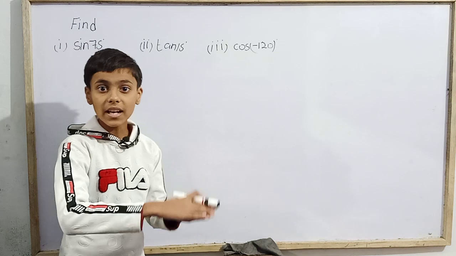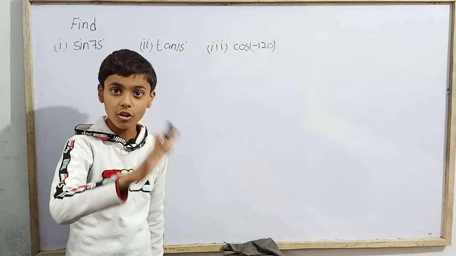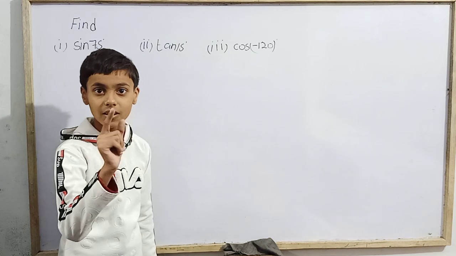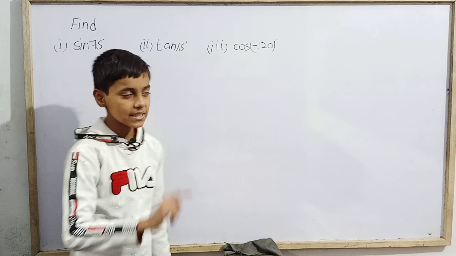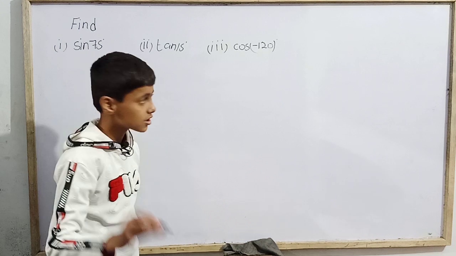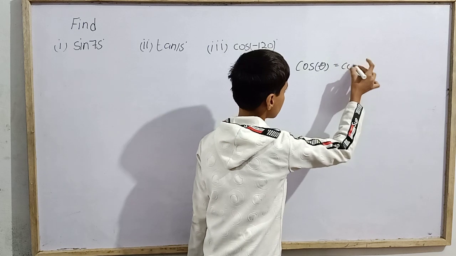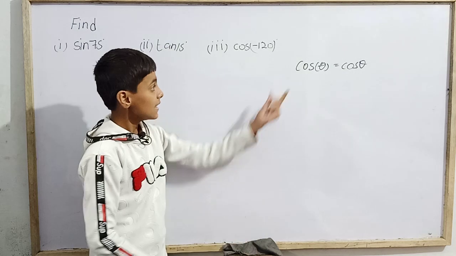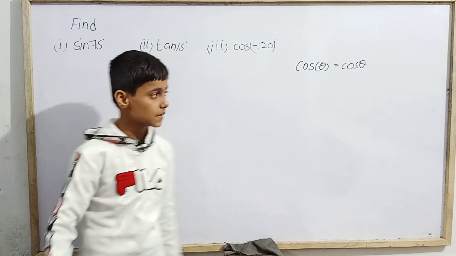So if we rotate in the anti-clockwise direction, the angle is always positive, but in the clockwise direction it is negative. So for cos of minus 120 degree, suppose we have a ray rotating in the clockwise direction by 120 degree. So we have to evaluate cos of minus 120 degree. There is a formula we study, that cos of minus theta is equal to cos theta. That is, for any angle, if we have minus theta and theta, then the cosine of negative theta is equal to the cosine of positive theta.